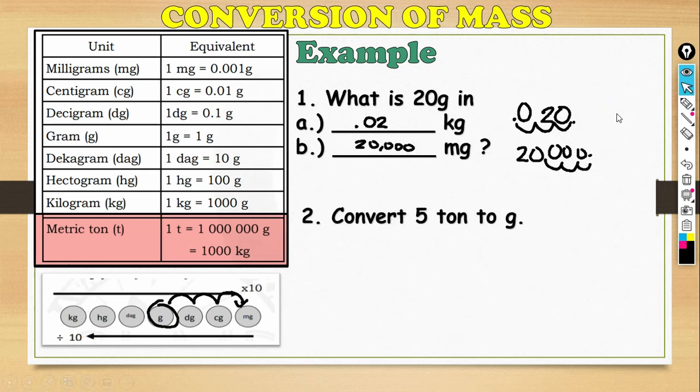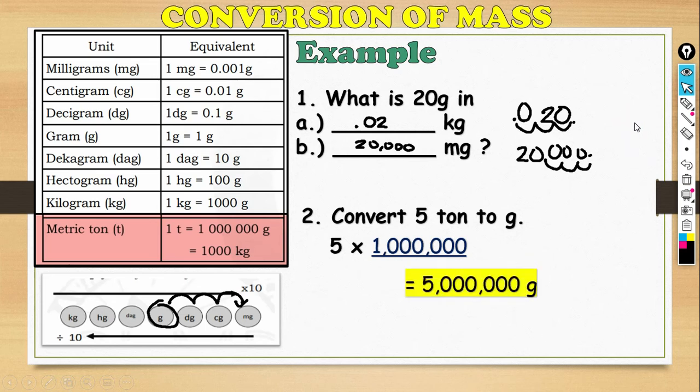Next, convert 5 ton to grams. So, ang mangyayari, nandyan sa chart, yung 1 ton daw, ang equivalent niya ay 1 million grams. So, ang mangyayari, mag-multiply tayo ng 1 million. That's why the answer is 5 million grams. Kung kilogram naman, mag-multiply ka lang by 1,000.